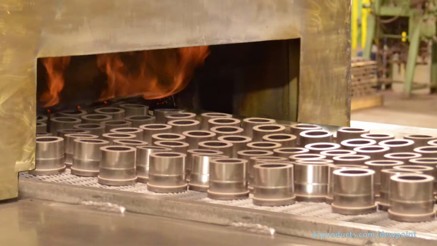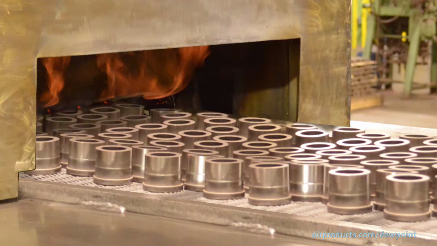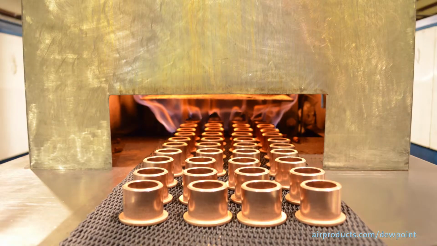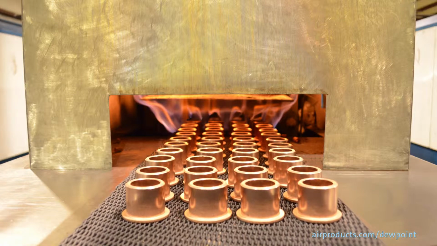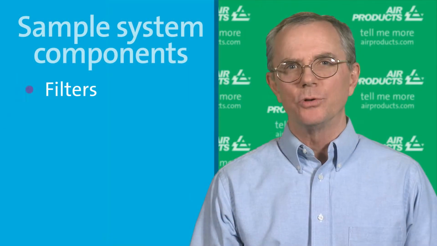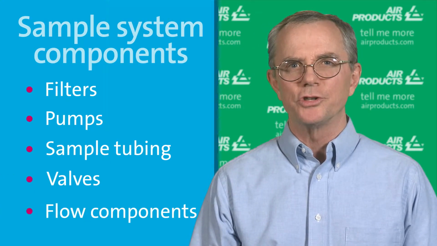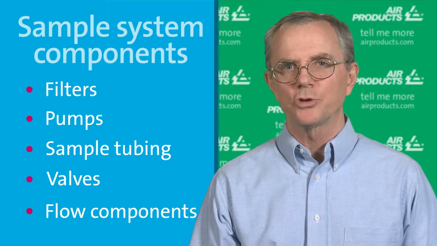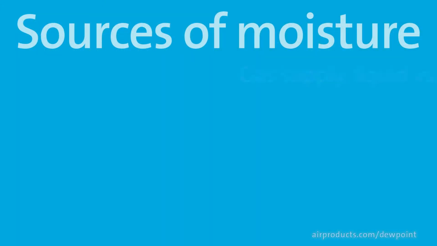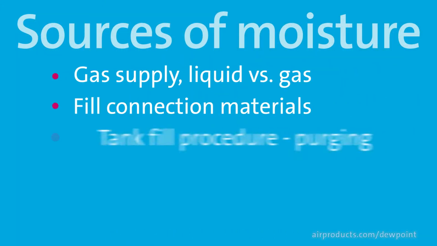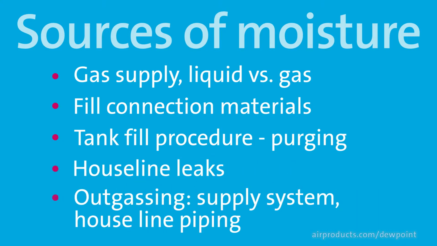The sample is pulled from the furnace and then passed across a porous dielectric material in the probe to attain a measurement. There are many other components of the sample system. There can be filters, pumps, sample tubing, valves, and flow components. If your dew pointer is not working, there are many areas for potential contamination, especially by moisture, because it can be absorbed onto the material surfaces in the sample system. Once a surface is contaminated, it can take a long time to condition back down to an accurate lower dew point value due to the time for moisture desorption.